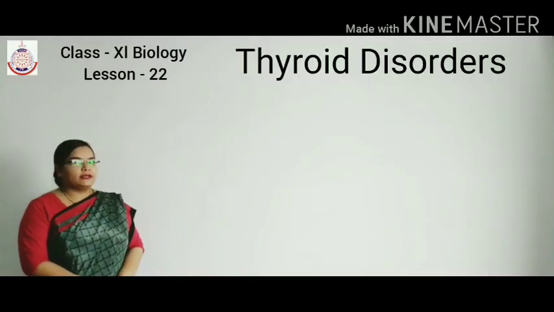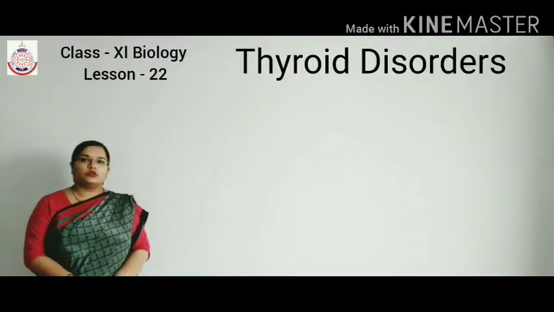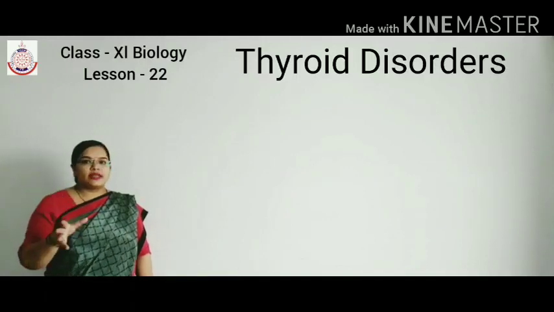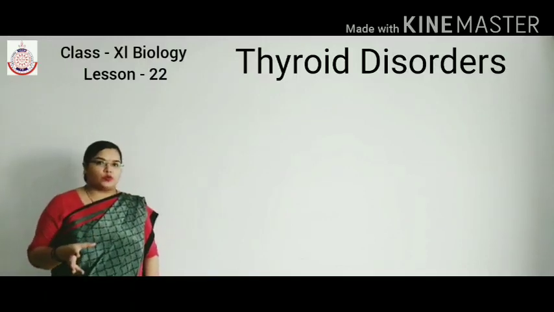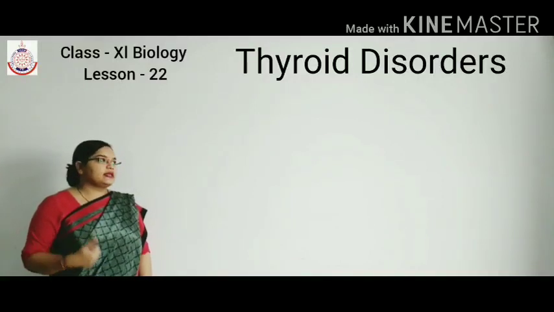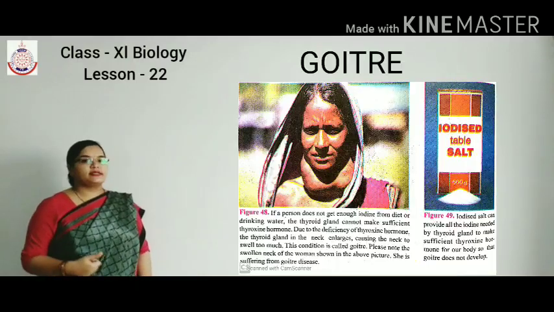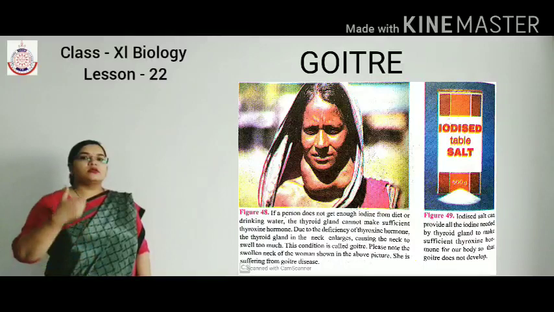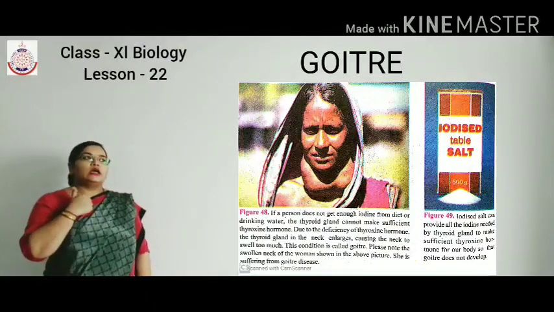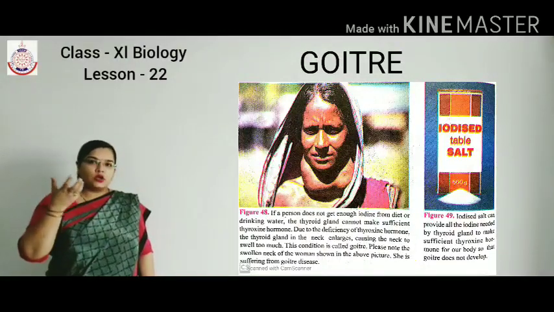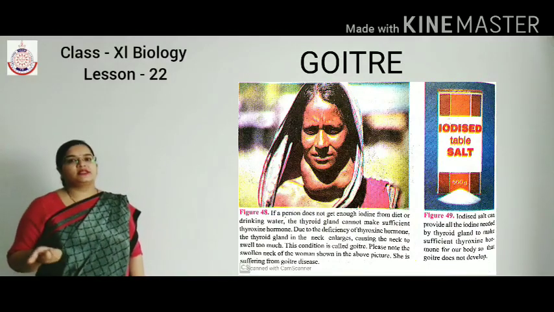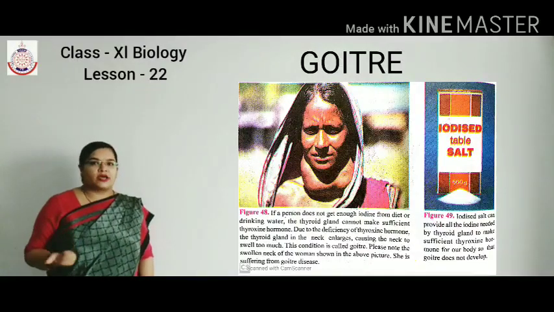Next we will start with the disorders related to thyroid hormone. Now I told you that iodine is very essential for the synthesis of thyroid hormone. If there is deficiency of iodine in the diet of the person, it can lead to the disorder known as goiter. In goiter, thyroid gland becomes swollen, and it leads to the low secretion of the thyroid hormone. And goiter can also lead to another disorder that is known as hypothyroidism.